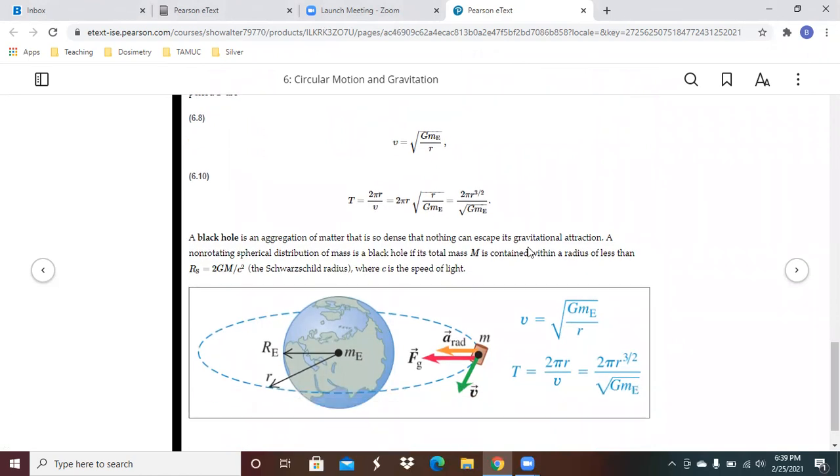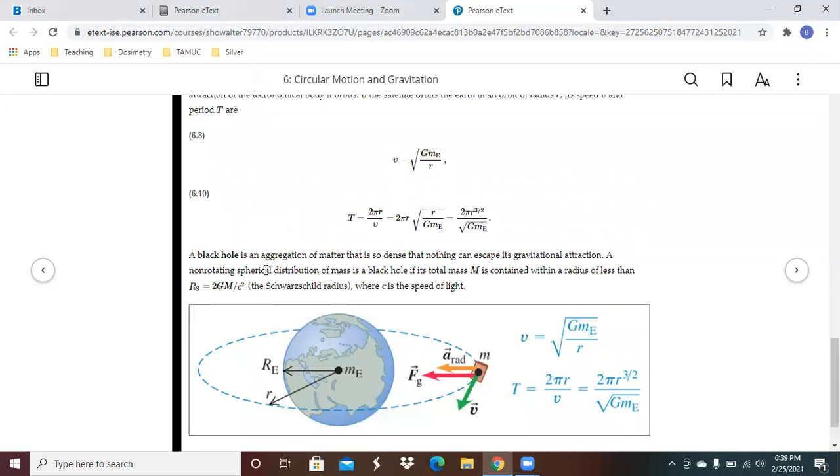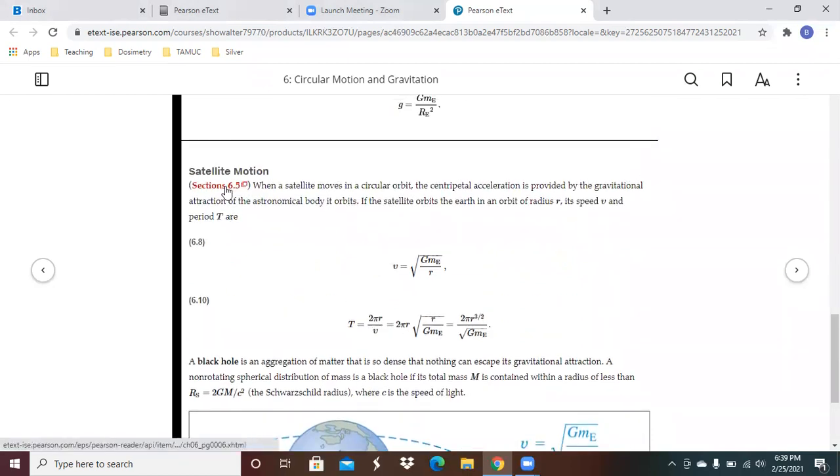Now, you may have heard of something called a black hole. A black hole is an aggregation of matter that's so dense that nothing can escape its gravitational acceleration, not even light. A non-rotating spherical distribution of mass is a black hole if its total mass is contained within a radius less than this. It's called the Schwarzschild radius, where c is the speed of light. That's not something that most of us will have to worry about.